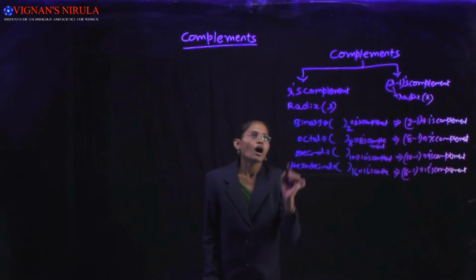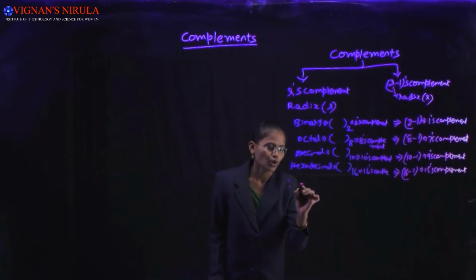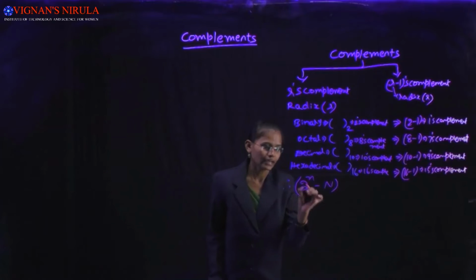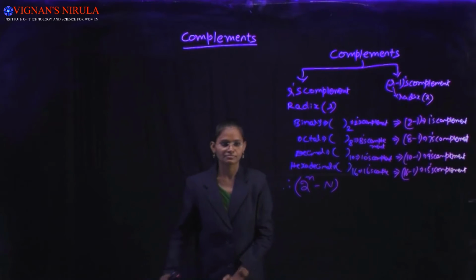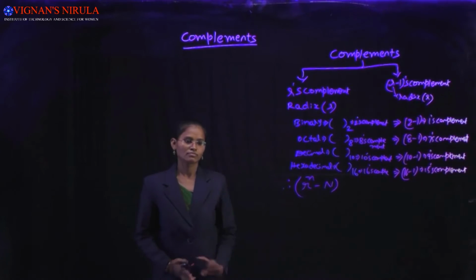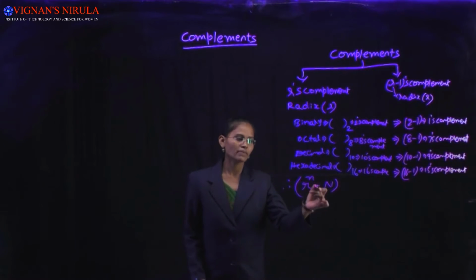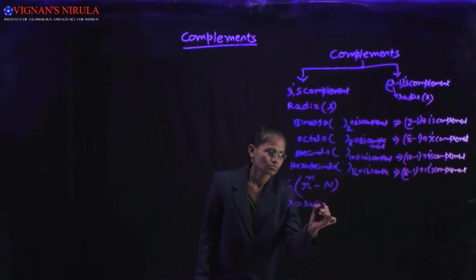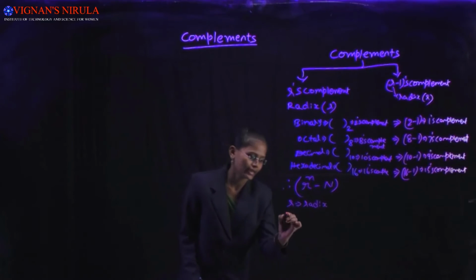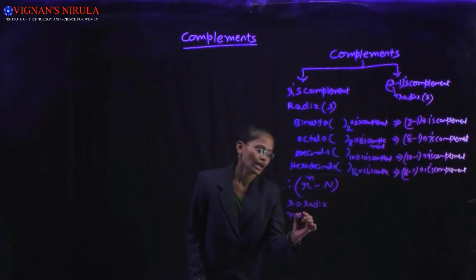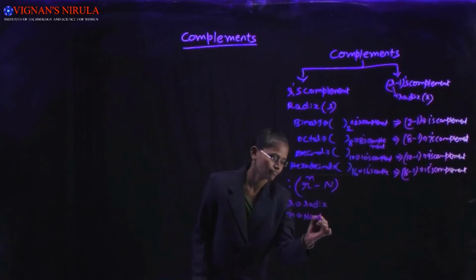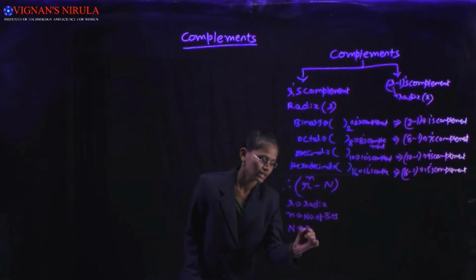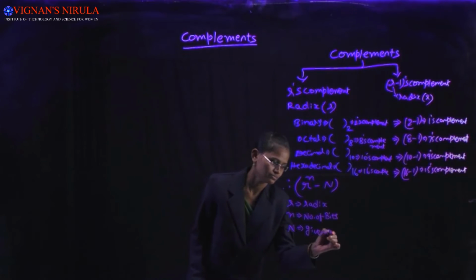Finally, for R's complement, what is the formula? Sorry, this is R power of n minus N. Here small r indicates the radix, small n indicates the number of bits, and capital N indicates the given number.